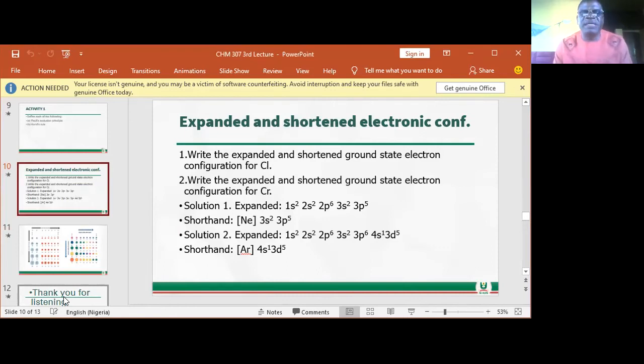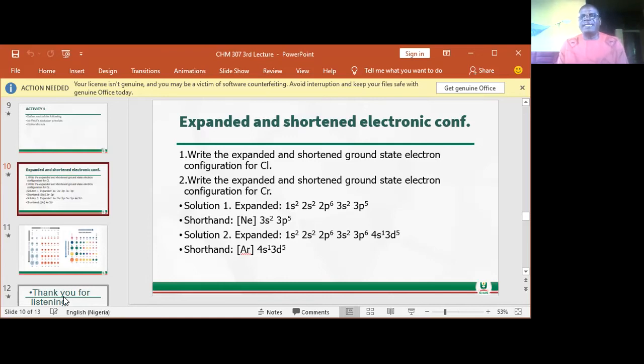Now, the shorthand form is to look at the nearest inert gas configuration. The nearest inert gas configuration here is neon. So you put neon in bracket, then you write the outer electronic configuration, 3s2 and 3p5. So the first is the expanded form; you write all of them together. The second is the shorthand form; you write the nearest noble gas or inert gas, then the outer configuration.